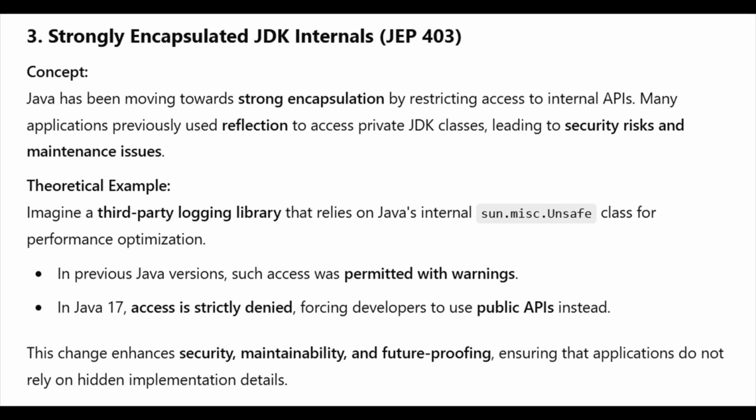Theoretical example. Imagine a third-party logging library that relies on Java's internal sun.misc.Unsafe class for performance optimization. In previous Java versions, such access was permitted with warnings. In Java 17, access is strictly denied, forcing developers to use public APIs instead. This change enhances security, maintainability, and future-proofing, ensuring that applications do not rely on hidden implementation details.